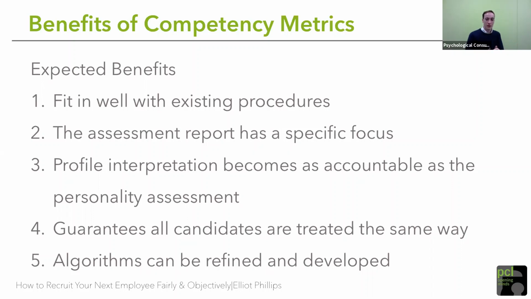And that's point 3. Point 4 is all candidates treated the same way because of that accountability, because of that fairness and the consistent nature of competency metrics. Every candidate is treated the same way, regardless of race, creed, age, name, educational background. They go through the same process. And number 5 is that algorithms can be refined and developed. So what's going on under the hood of competency metrics can only ever be improved with time.